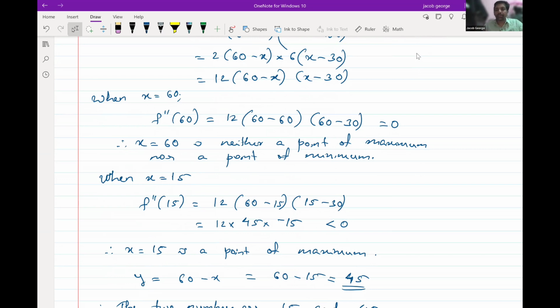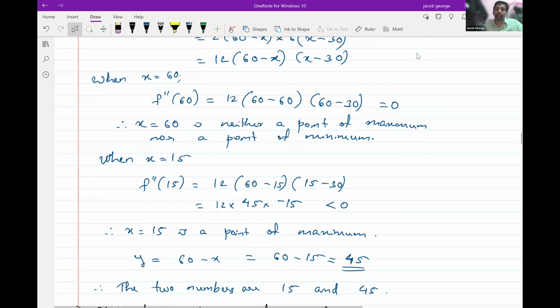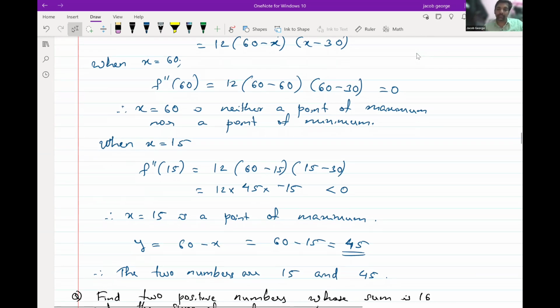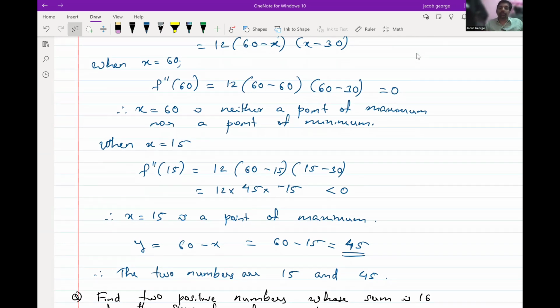Then according to the question, we write the conclusion. We have to find the two numbers. One number we got is 15, the second number is y, that is 60 minus x. So we get 60 minus 15, it is 45. So 15 and 45 are the two numbers.